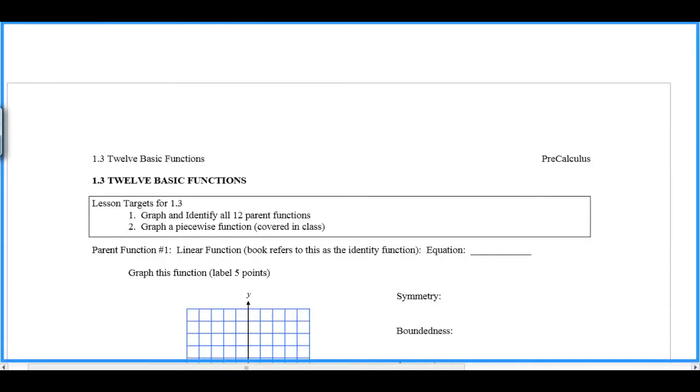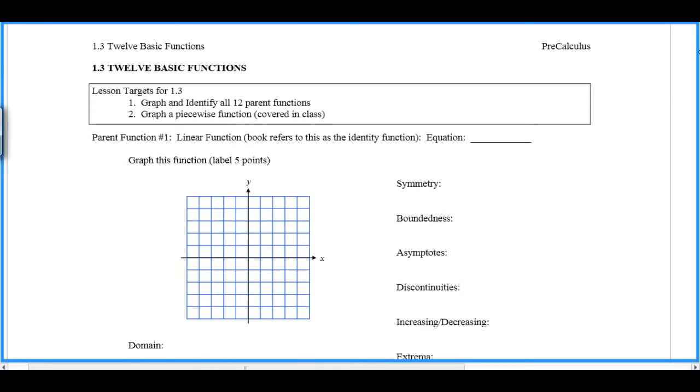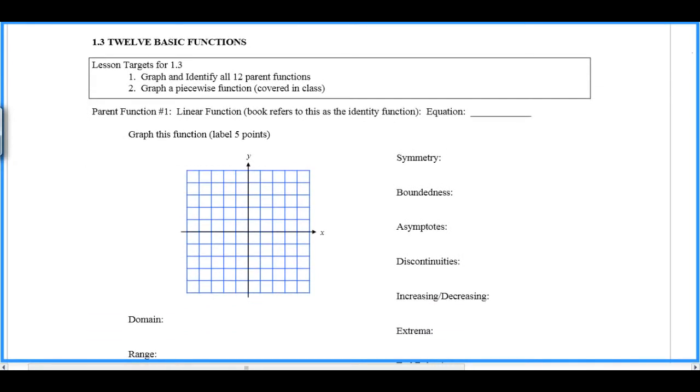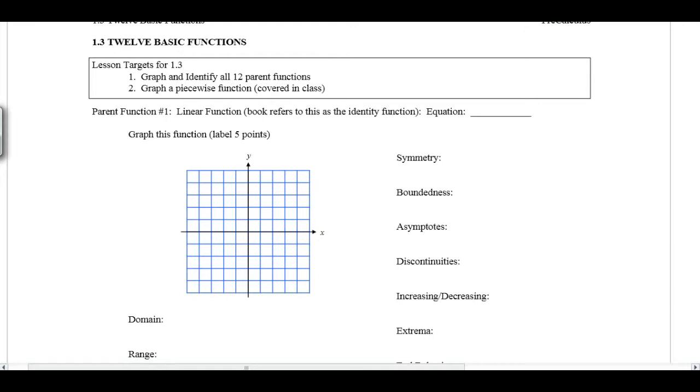So what do you have to know? You are responsible for knowing 12 functions. That's right, 12 parent functions. I will do the piecewise one in class, but let's get started. What do you need to know? All that vocab from 1.2 is going to come in now.